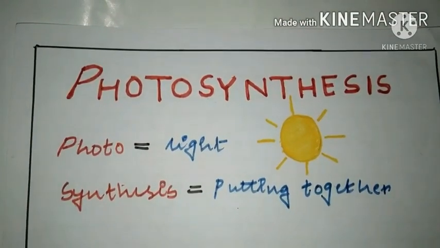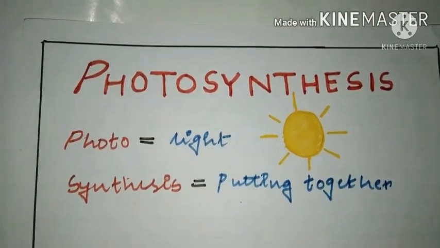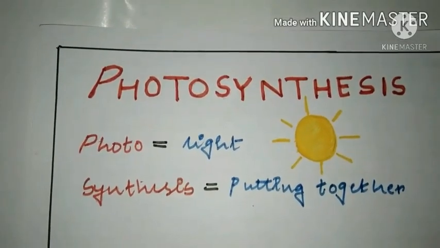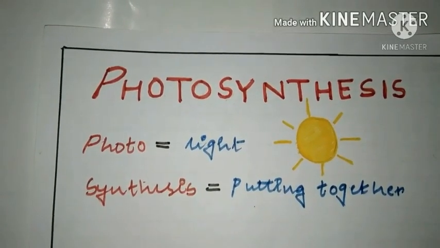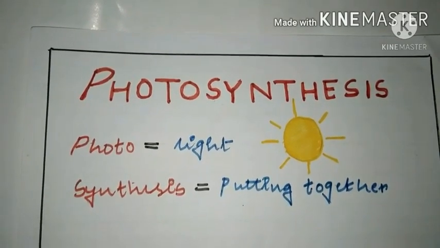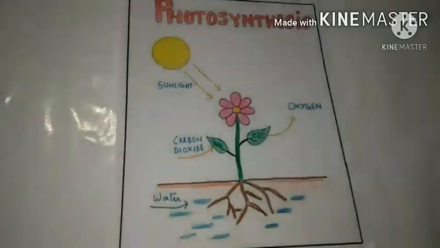Now there is one process by which the plants prepare their food, and this process is called photosynthesis. Now let us try to understand this process in detail. Photosynthesis. The word photosynthesis is made up of two words, photo plus synthesis. Photo means light and synthesis means putting together.